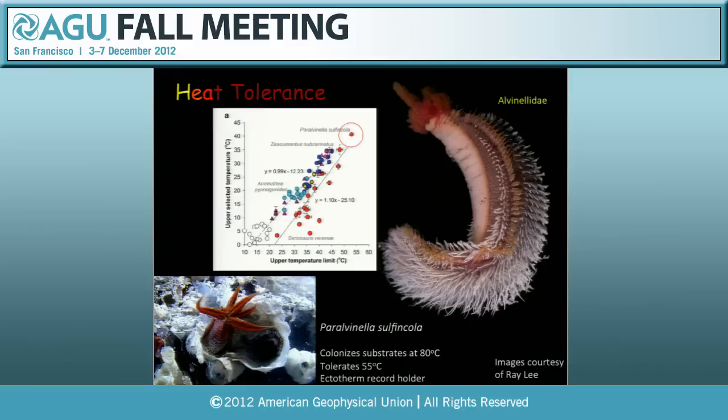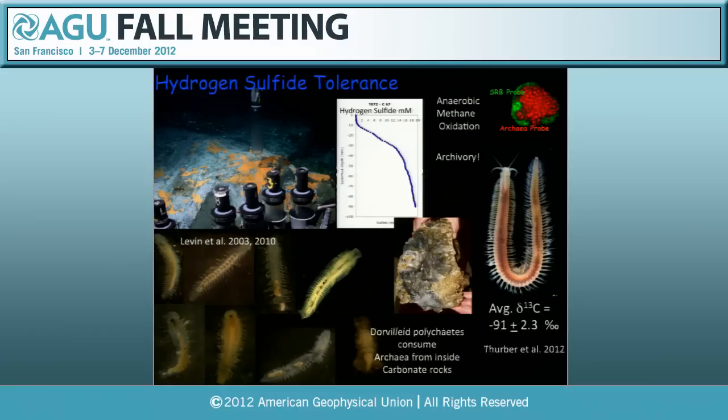that we have discovered. We've found animals that can live in the hottest known waters at hydrothermal vents. We have Alvinellid polychaetes colonizing at 85 degrees centigrade and living happily at 45 or 55 degrees centigrade. These are the highest heat tolerances known. At methane seeps, we have some of the most sulfidic sediments on the planet. Microbial consortia of bacteria and archaea carry out anaerobic methane oxidation that yields sulfide levels of 5, 10, or 15, sometimes 20 millimolar in sediments.